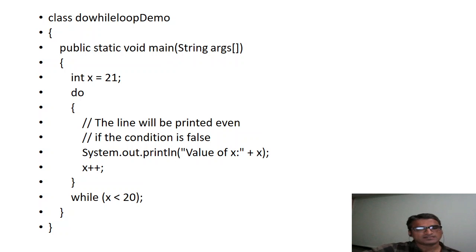So in this way do while is called exit control. Why? Even though condition is false, it is executing the statement for once. Even though condition is false, it will execute the program for one time. Okay. So in this way I will end the session.